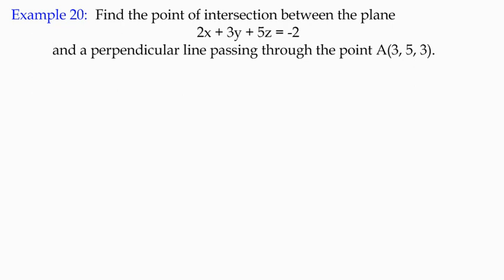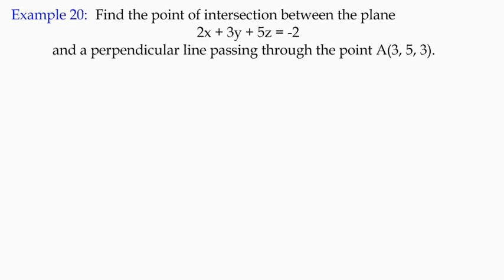So this is example 20 in the vectors topic. We looked in example 19 at finding the point of intersection of two lines. What I want to do in this example here is look at the point of intersection between a line and a plane. So this is a slightly different situation.